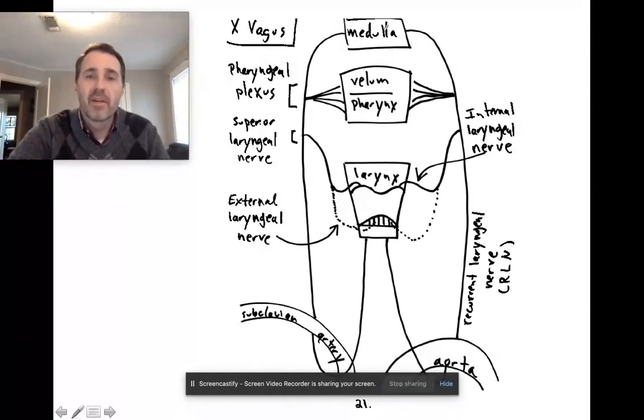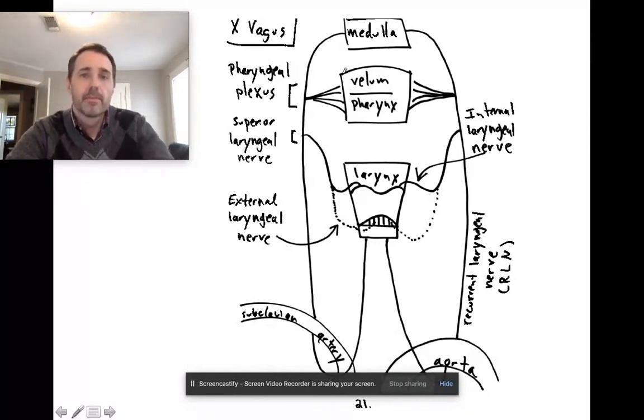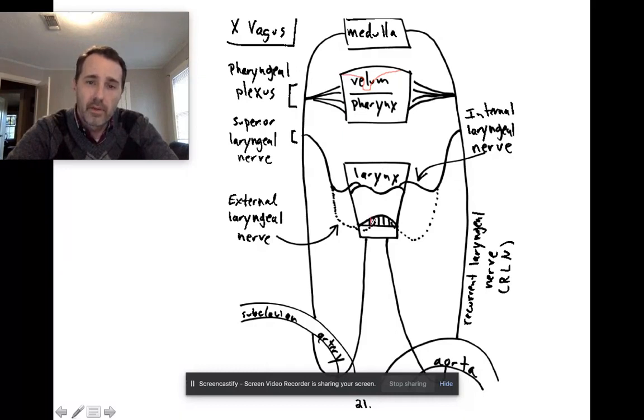So let's start with what we're looking at here. Up here at the top, you have the medulla. Remember that's part of the brainstem: midbrain, pons, medulla. And then down here, this box represents the velum and the pharynx. Maybe I'll draw a little velum here just to remind you. And then down here is the larynx, and you have the cricothyroids out here. And remember that within the larynx, you have all the intrinsic muscles of the larynx as well, all the adductors and abductors, in addition to the cricothyroid, which is on the anterior of the larynx.